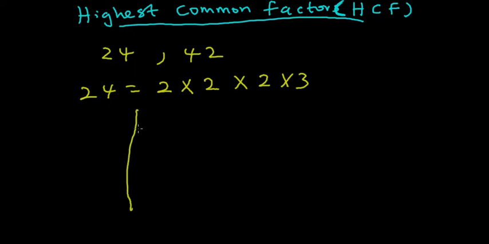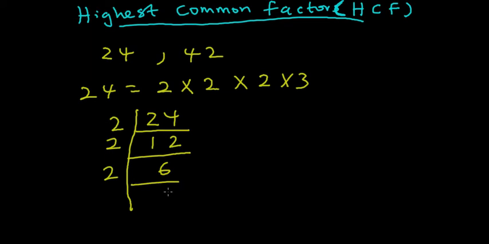Remember, you draw the line 24, you draw a line there at the bottom, then you use a prime number. We're using prime number 2. 2 in 2, 1. 2 in 4, 2. 2 in 12, we have 6. 2 in 6, we have 3. Okay, then 3 in 3, we have 1. Okay, that's how I got the 2, 2, 2, 3.